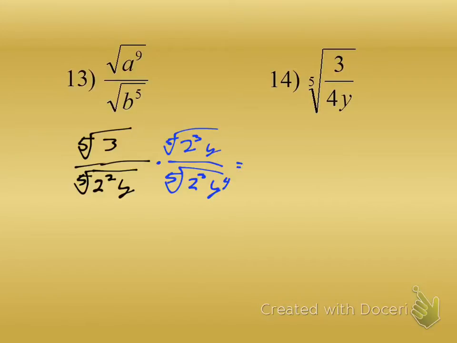Okay. Watch what's about to happen. 2 cubed is 8. Up top now. 2 cubed is 8. 8 times 3 gives you 24. So the fifth root of 24 y to the fourth all over your denominator. 2 times 2 times 2 times 2 times 2 is 2 to the fifth. Fifth root of 2 to the fifth is 2. Y times y to the fourth gives you y to the fifth. Fifth root of y to the fifth.